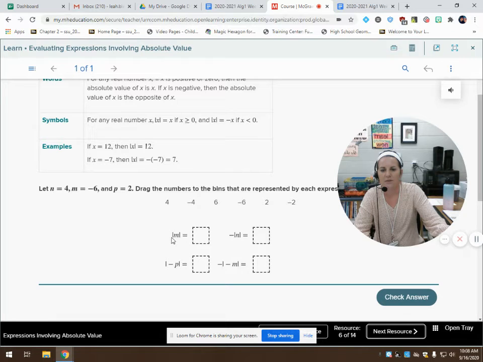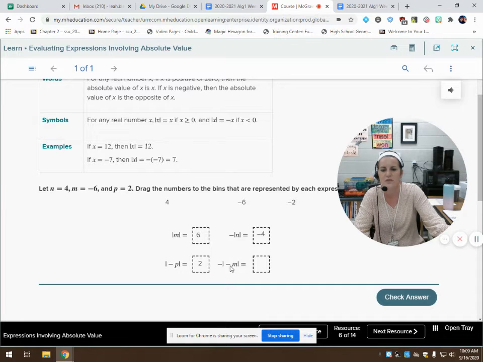So the absolute value of m, if m is negative 6, the absolute value is 6. Okay, the negative absolute value of n. Well, n is 4, so the absolute value is 4, and then we have that negative on the outside, so it attaches to it. The absolute value of negative p, well, p is 2, so negative 2. The absolute value of 2 is 2.